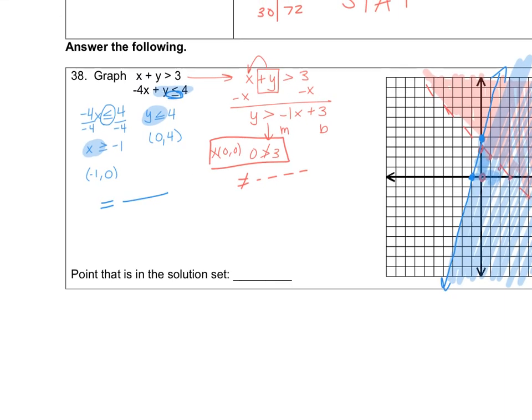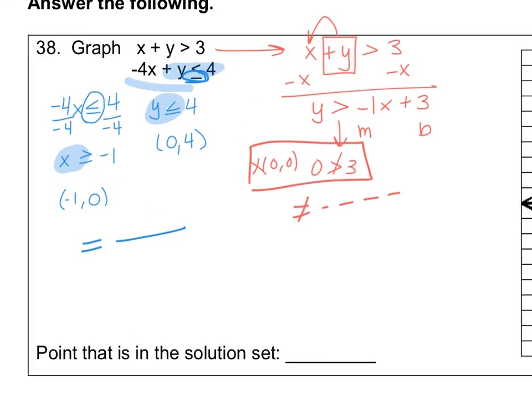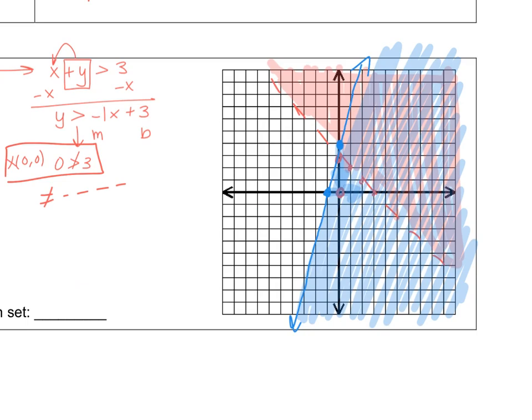Okay, the other way to test where that shading is, use that original equation. Check the point 0, 0 again, which means I would have negative 4 times 0 plus 0 is less than or equal to 4. So that means, is 0 less than or equal to 4? Yes. So that means yes, 0, 0 is a part of it. And look, 0, 0 is in there.